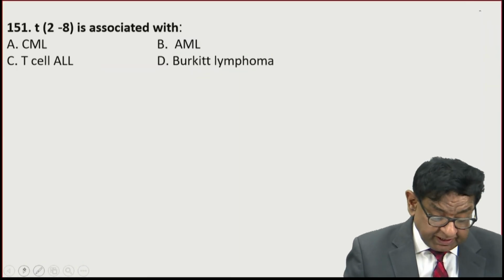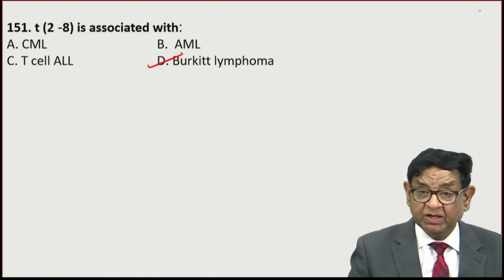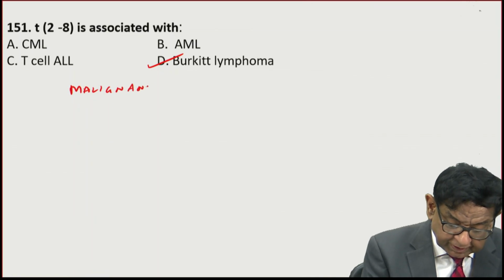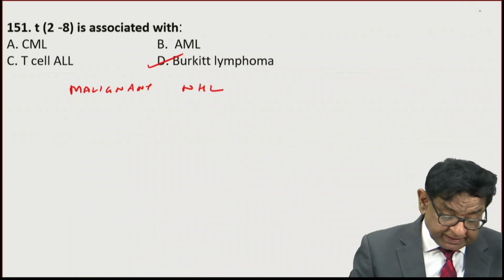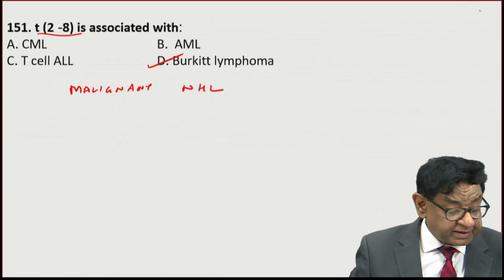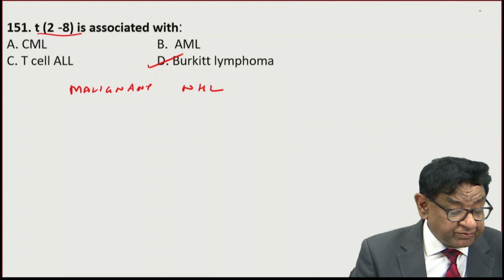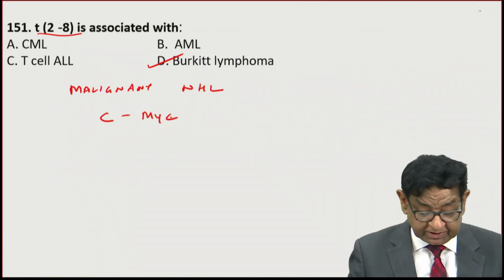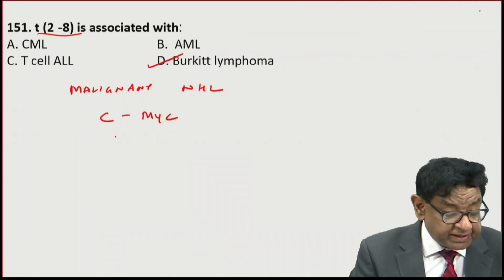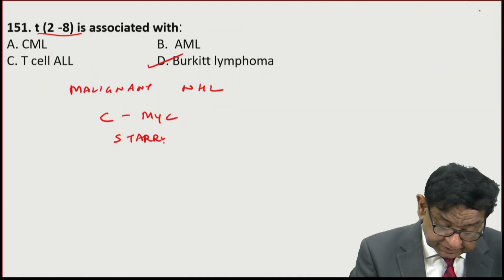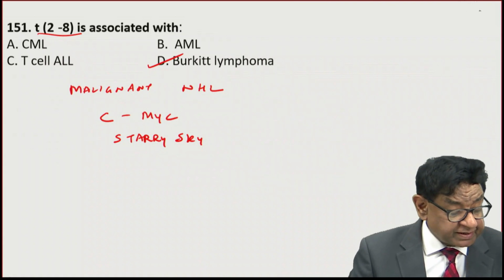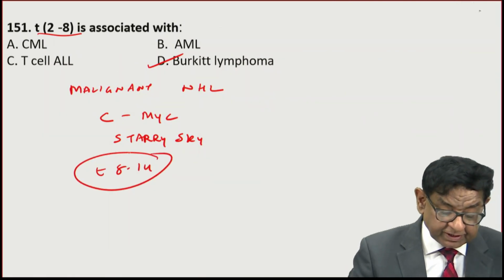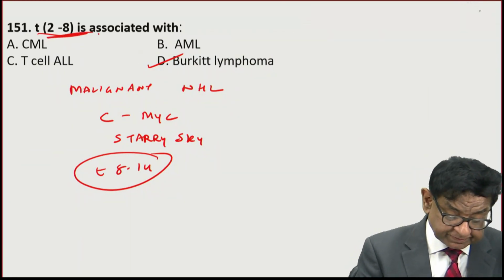Question 151. T(8;14) is associated with Burkitt lymphoma. Well, extra knowledge: Burkitt lymphoma is a highly malignant type of non-Hodgkin lymphoma. This translocation is there, but other translocations also occur. First of all, we also get the C-myc gene. In non-Hodgkin Burkitt lymphoma, the C-myc gene is involved, and on the peripheral smear you get a starry sky appearance. And we also get the T(8;14) mutation in Burkitt lymphoma. Of course, this is also there. Okay.